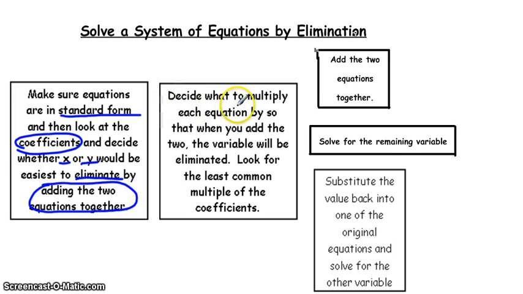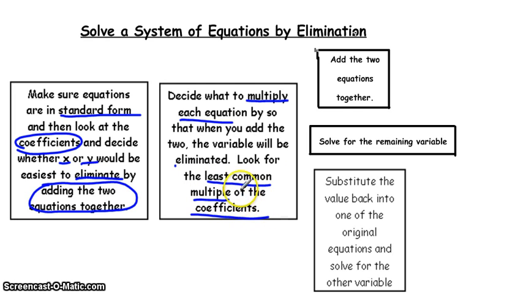So I'm going to decide what to multiply each equation by in order to make my coefficients opposites, because in order for them to be eliminated by addition, they have to be opposite. So they have to be the same distance from zero. One's going to be on the positive side, one's going to be on the negative side. To do that, we're going to look for the least common multiple of our coefficients.